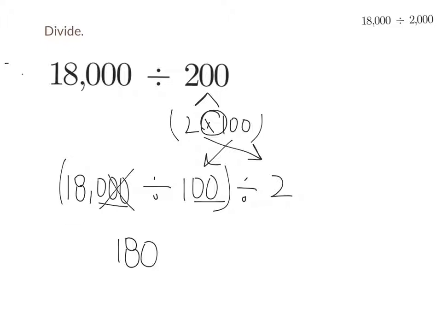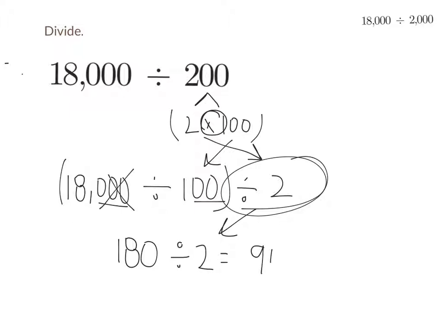Yeah. Am I done? No. I still have this part over here, right? So I have to do 180 divided by 2, which is, everyone? 90. Very good, because 18 divided by 2 is 9, and I still have one multiple of 10. So therefore, 18,000 divided by 200 is 90.